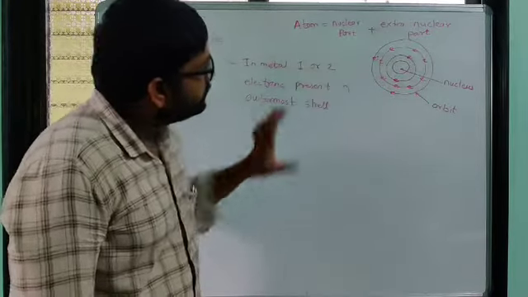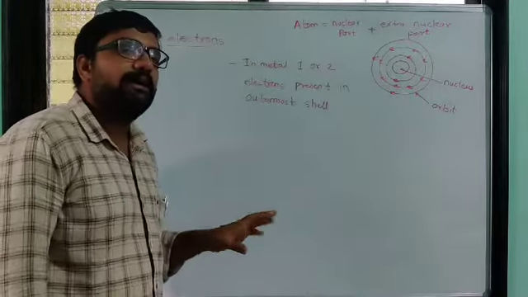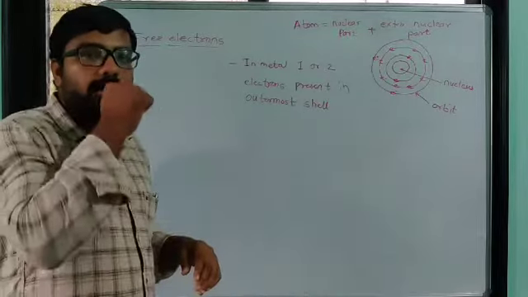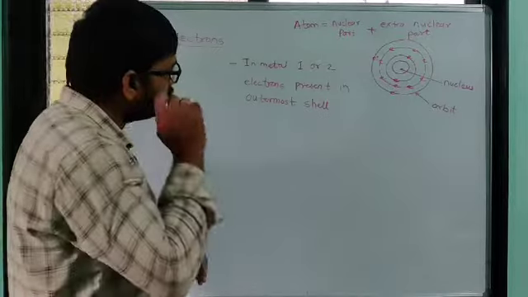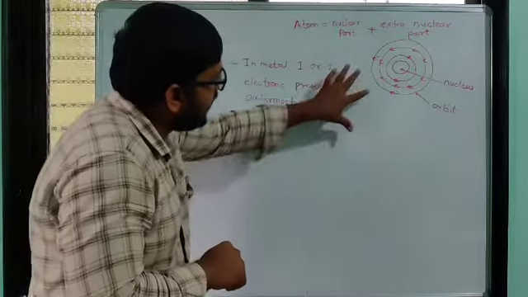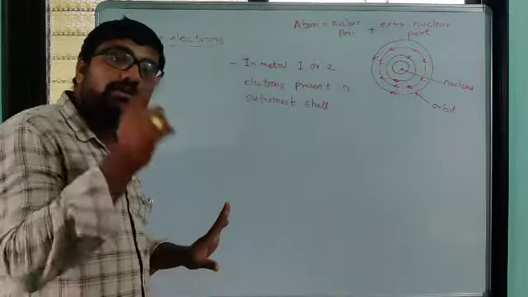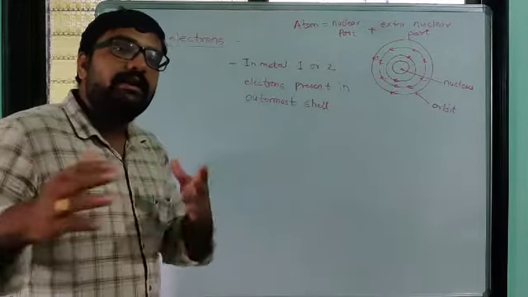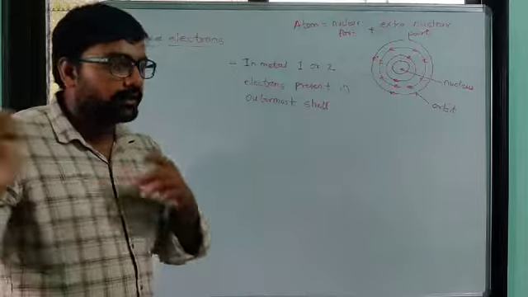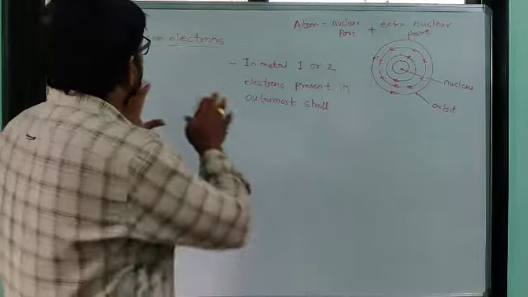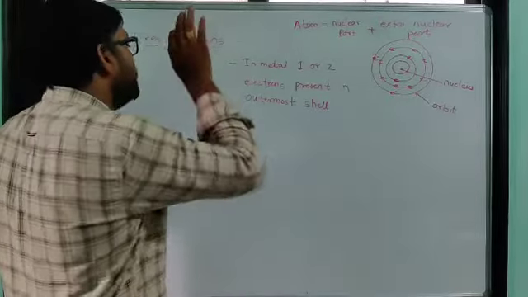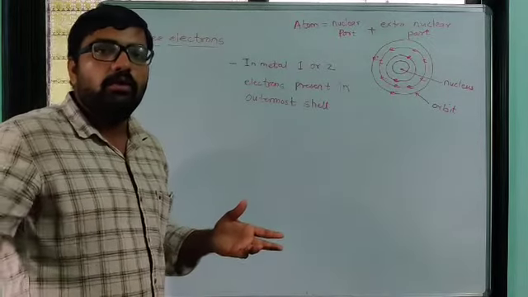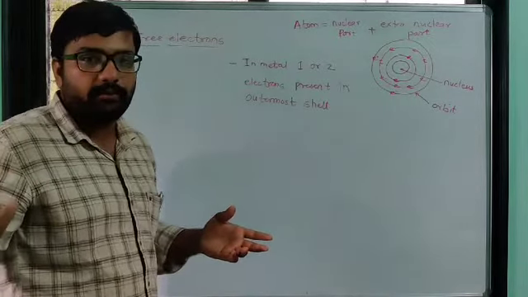Due to their loose binding, they can easily move from one part of a conductor to another part. Such electrons, which can easily move inside the conductor, are nothing but the free electrons. Free means they can easily move.